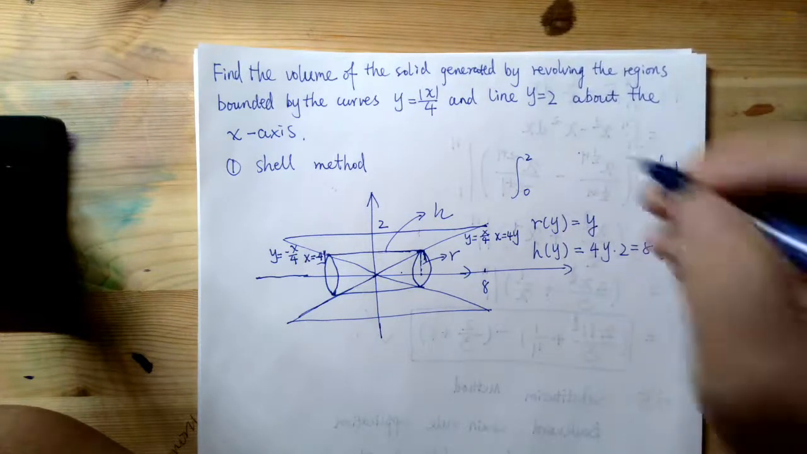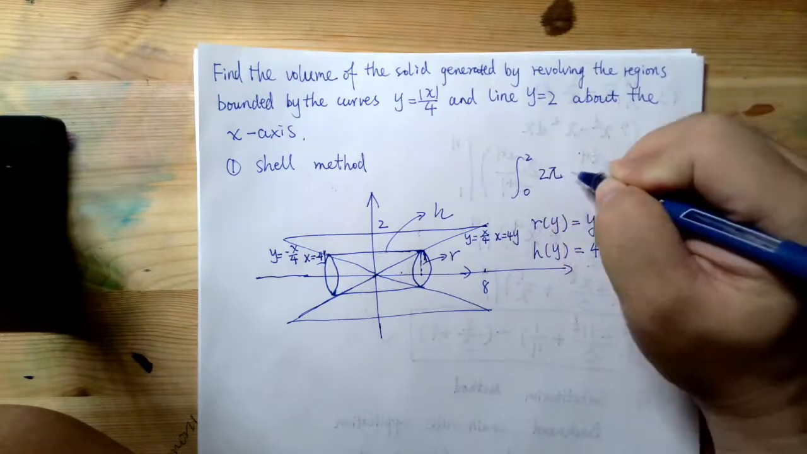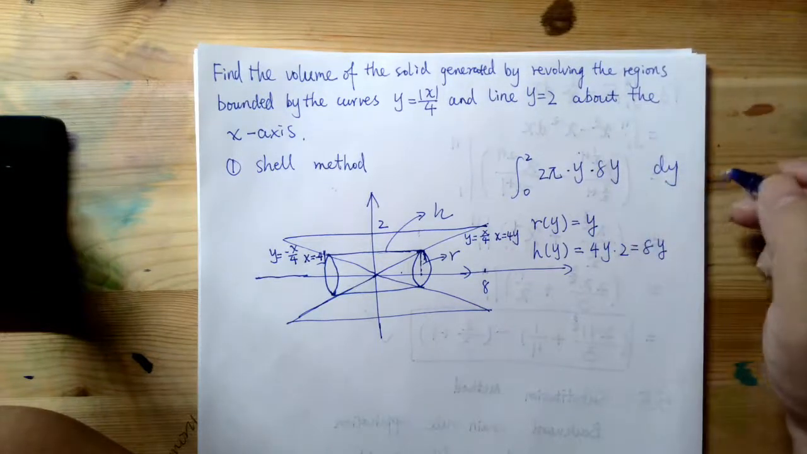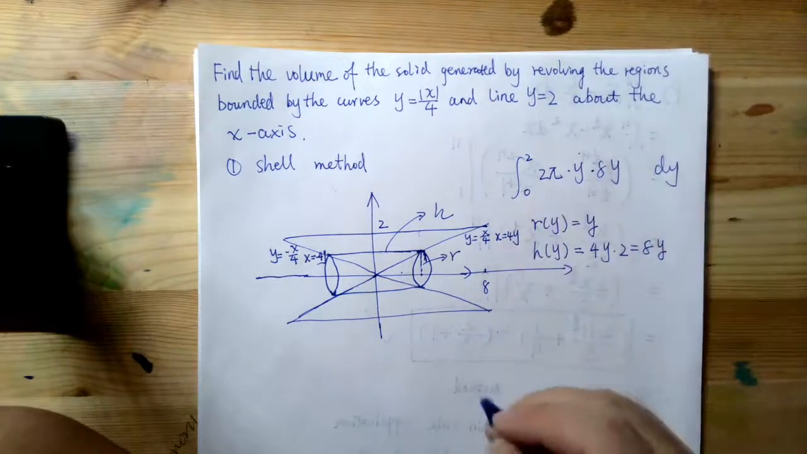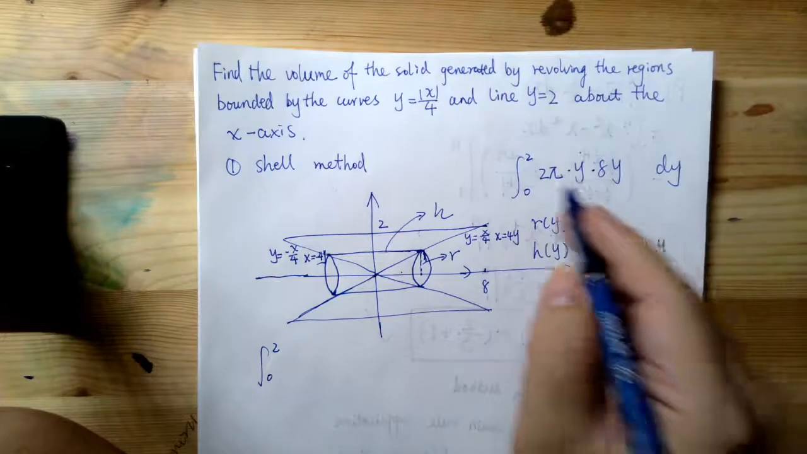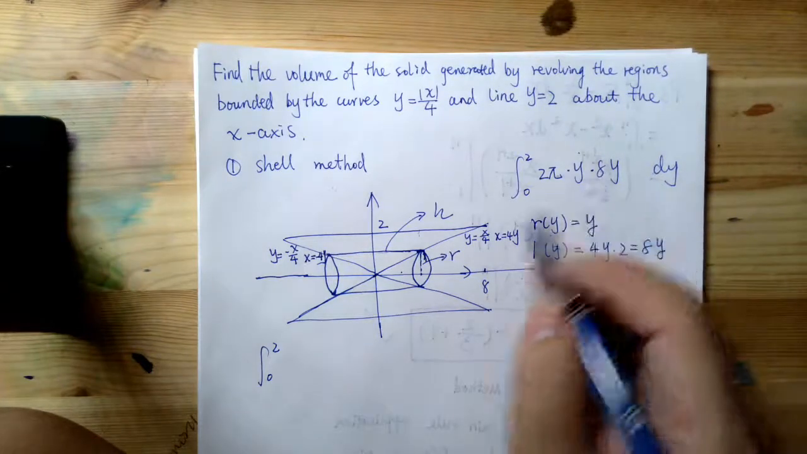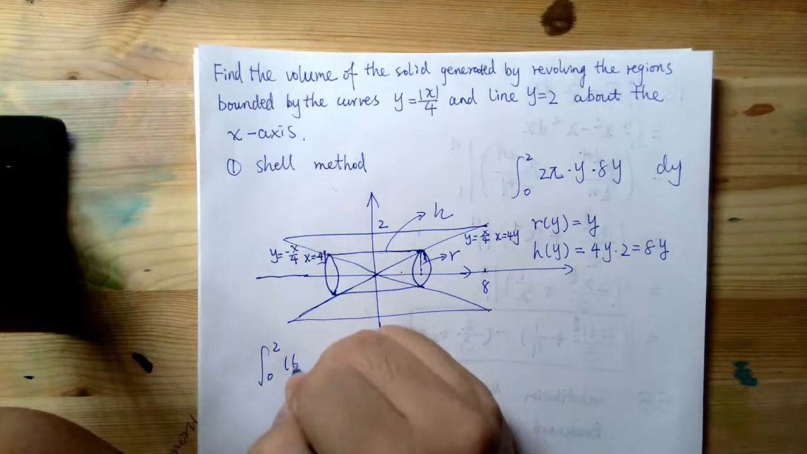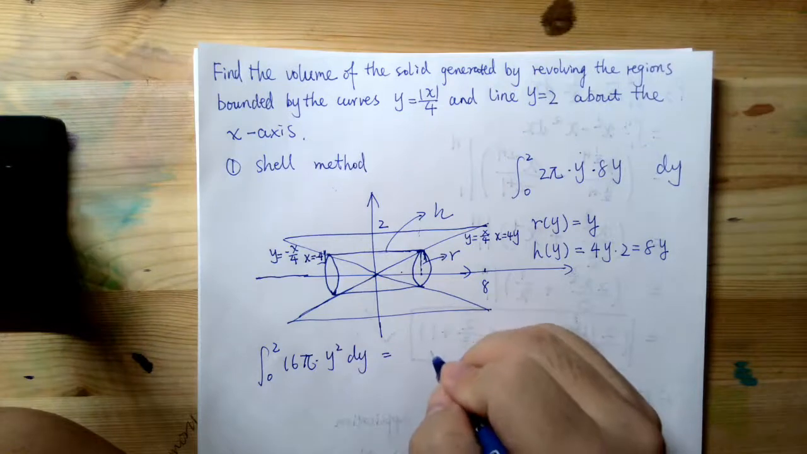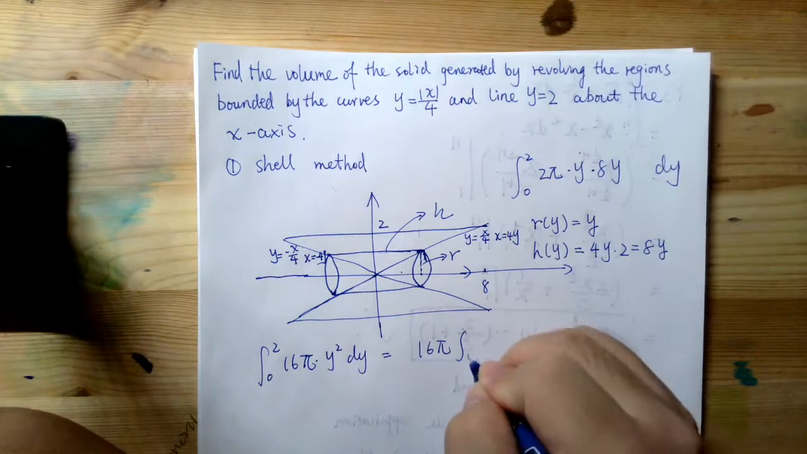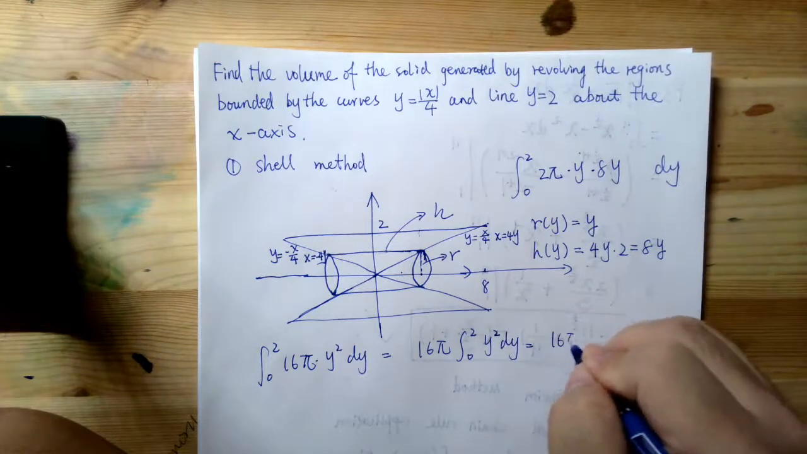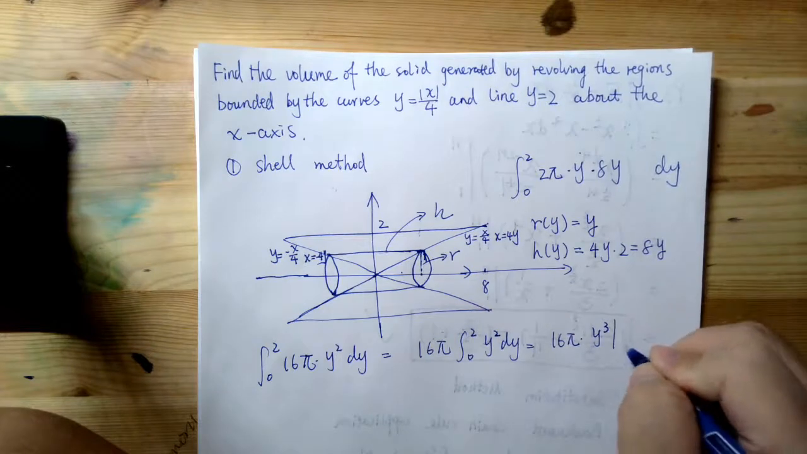So anyway, when we got the radius and the height in terms of y, we can formulate our integral, which is 2 pi times the radius y, and then times the height 8y, and then dy. So this integral is super easy to evaluate. It is from 0 to 2, 2 pi times 8, which is 16 pi, times y squared dy. We can take this 16 pi out, y squared dy. And then 16 pi times y cubed over 3 from 0 to 2.